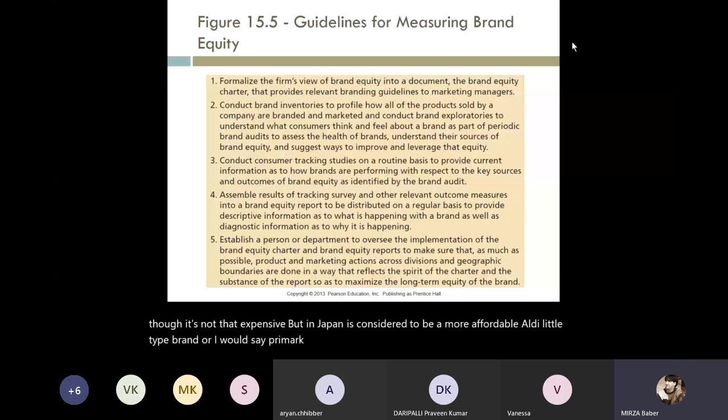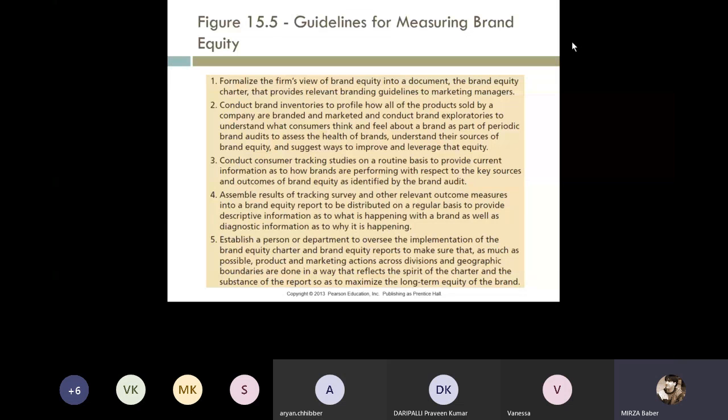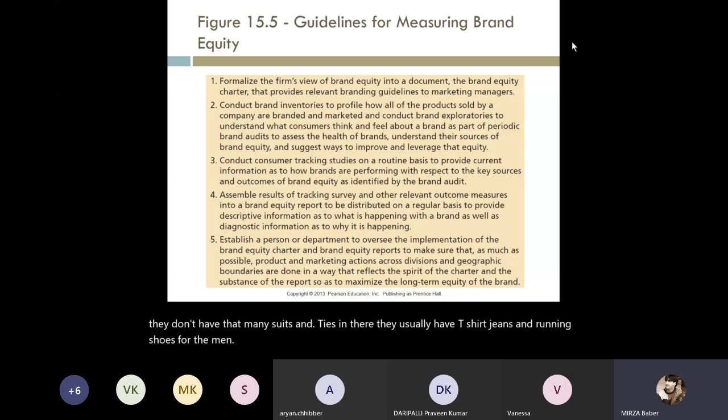Take, for example, Zara. There are 2 Zara stores in shopping malls close to my house. One is close to the airport Charles de Gaulle, which is more touristic, and one is in the deeper suburbs where people of lower income levels live. The one with the lower income level, they don't have that many suits and ties in there. They usually have t-shirts, jeans, and running shoes for the men. And when I go to the touristic one near the airport, they have an amazing collection. The more expensive one, they have nice suit jackets or blazers and all those things, probably because the market or inventory there is different.